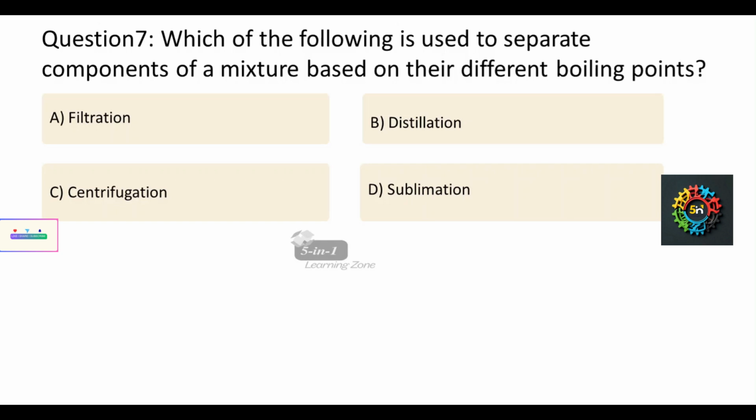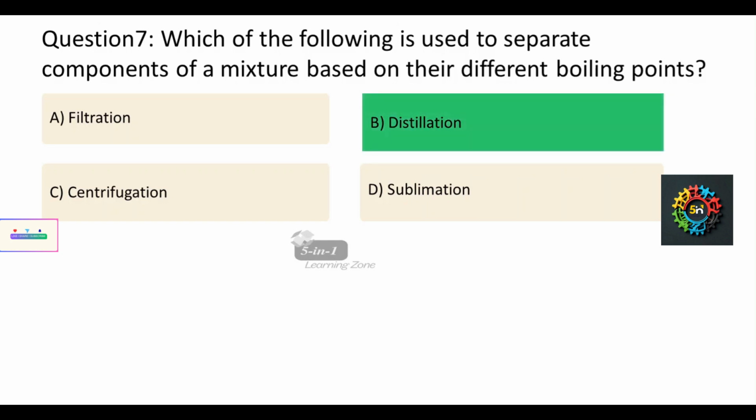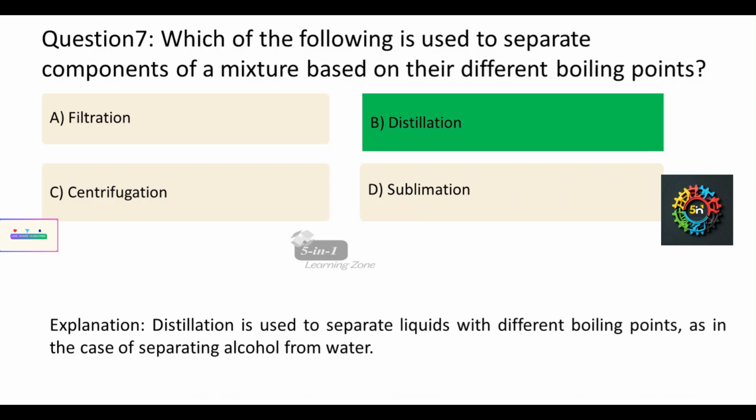Question 7. Which of the following is used to separate components of a mixture based on their different boiling points? Correct answer: B. Distillation. Explanation: Distillation is used to separate liquids with different boiling points, as in the case of separating alcohol from water.